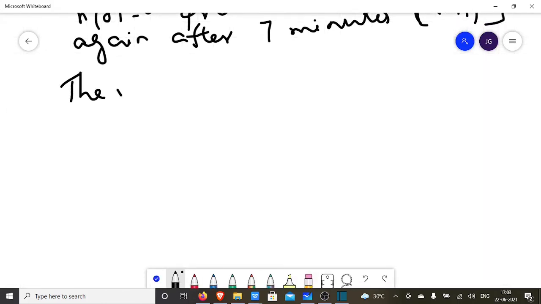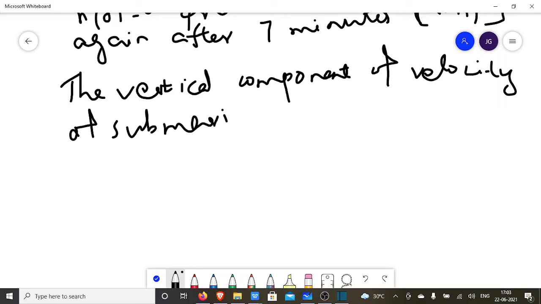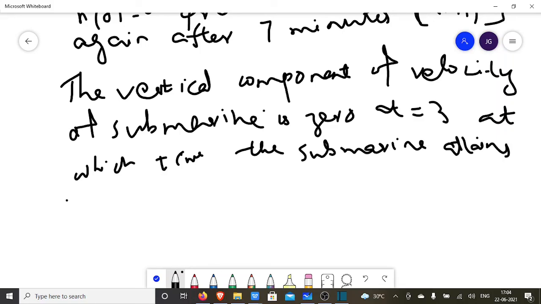Now h dash 3 equal to 0 means that the vertical component of the velocity of the submarine is 0 at t equal to 3, at which time the submarine attains the greatest depth.